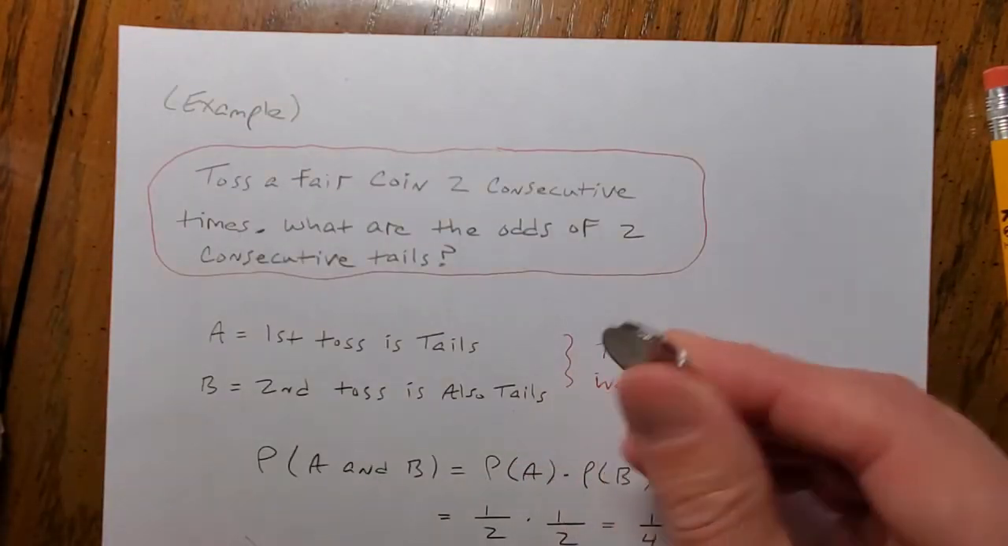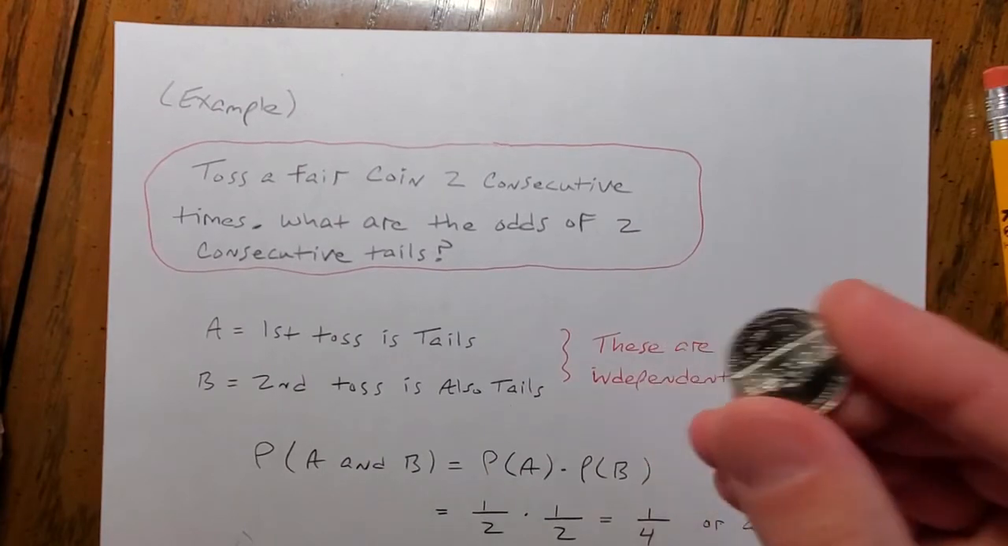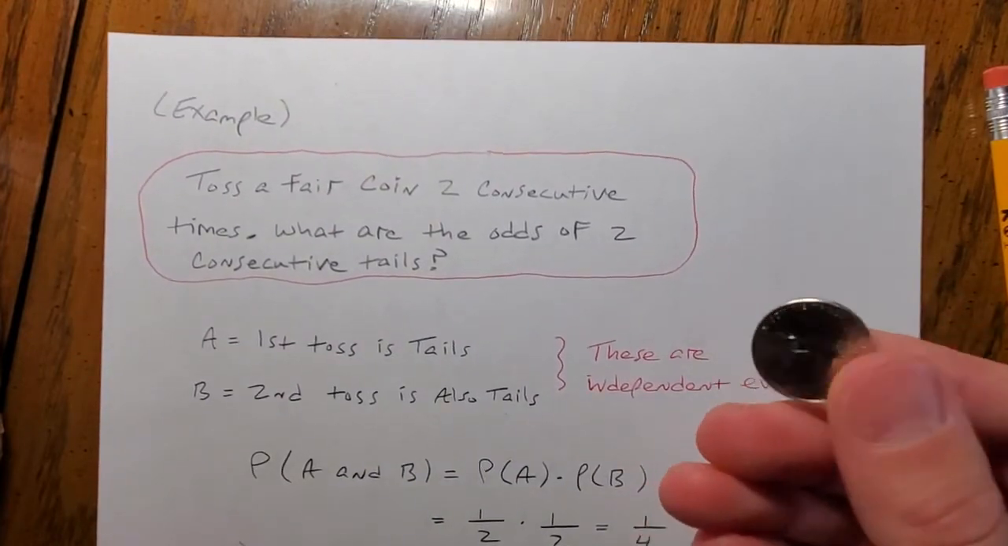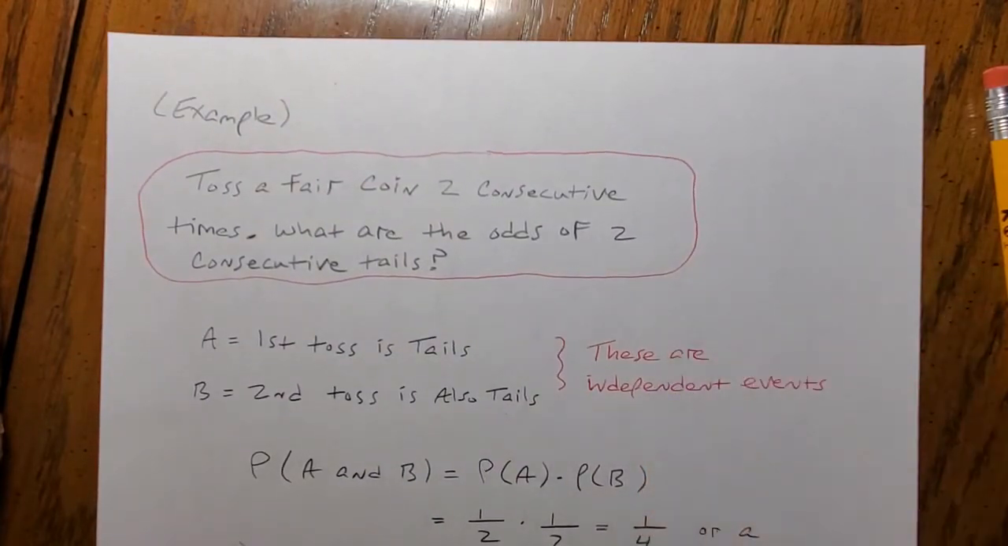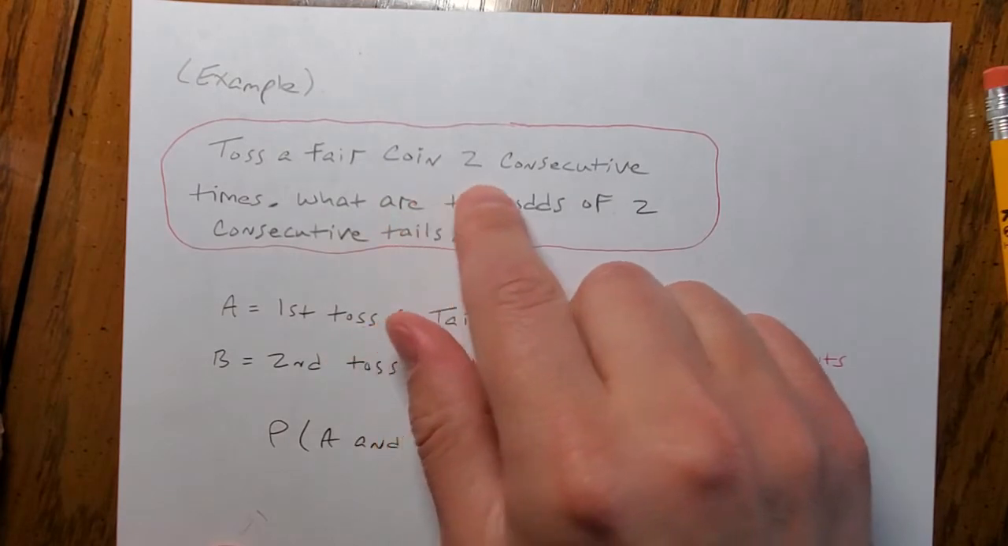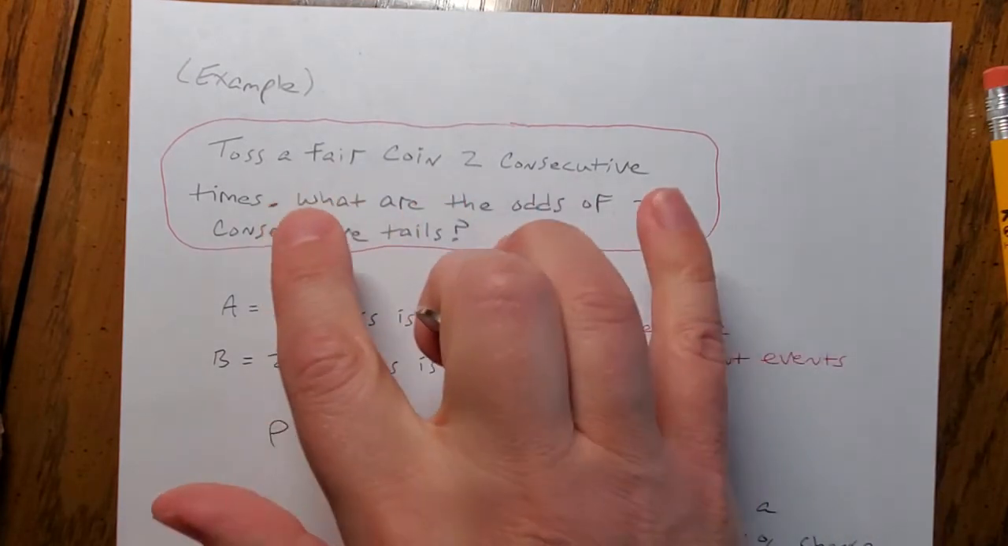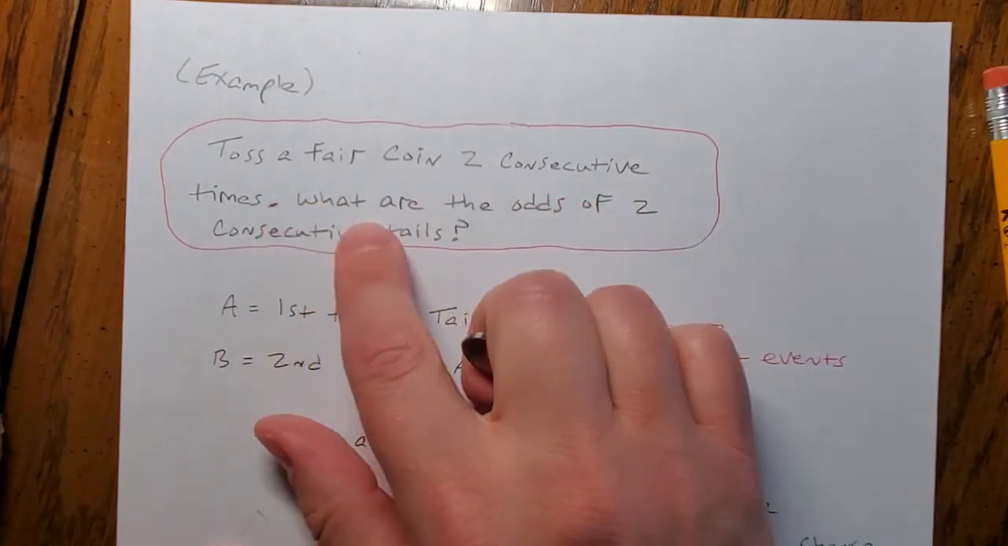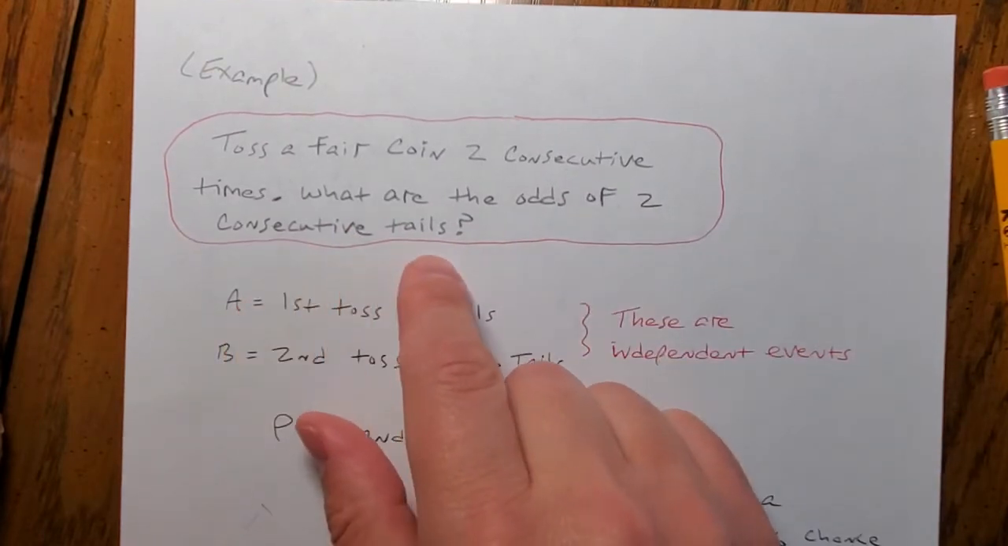So let's say we toss a coin, and say it's a fair coin, meaning that the odds really are 50-50 that you get heads or tails. You've got a 1 out of 2 chance of getting heads or tails. So we're going to toss a fair coin 2 consecutive times. That's an example of events occurring in sequence. What are the odds of 2 consecutive tails?